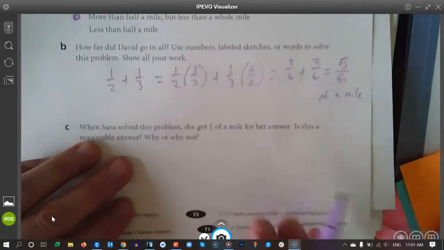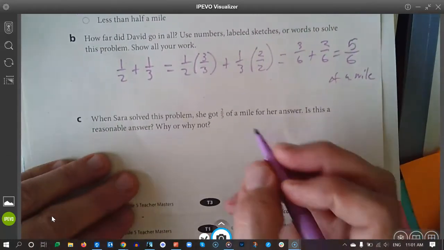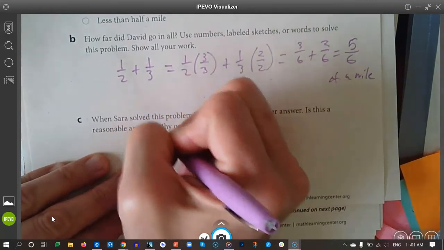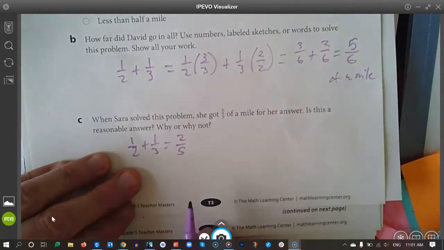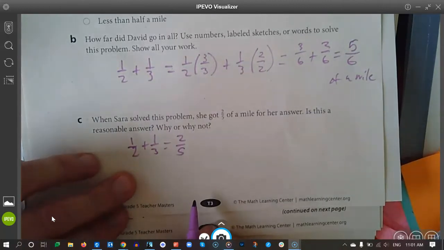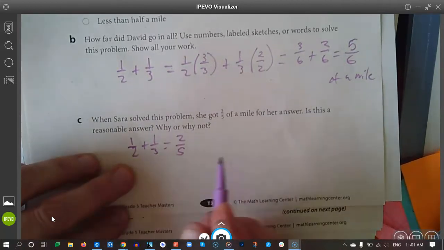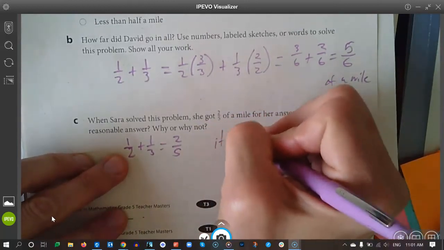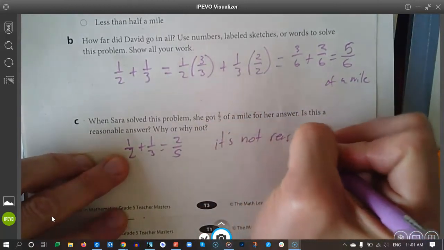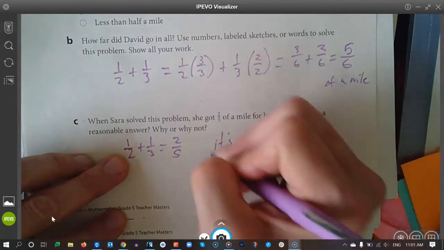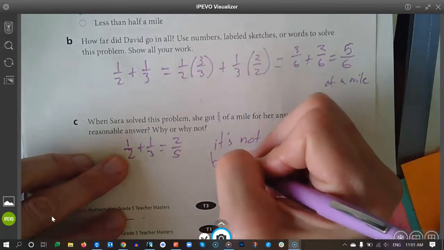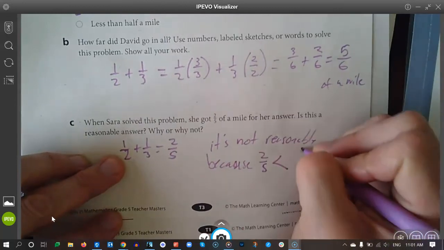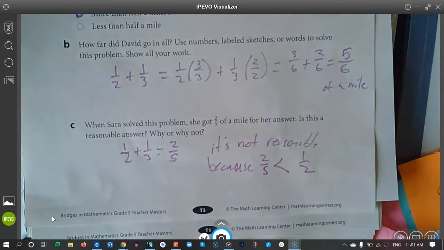When Sarah solved the problem, she got 2/5 of a mile for her answer. Is this reasonable or not? So she got 1/2 plus 1/3 equals 2/5. Is that reasonable? No! What'd she do? She added those denominators. We don't do that. And also, it's not reasonable because 2/5 is less than 1/2. So that can't be reasonable.